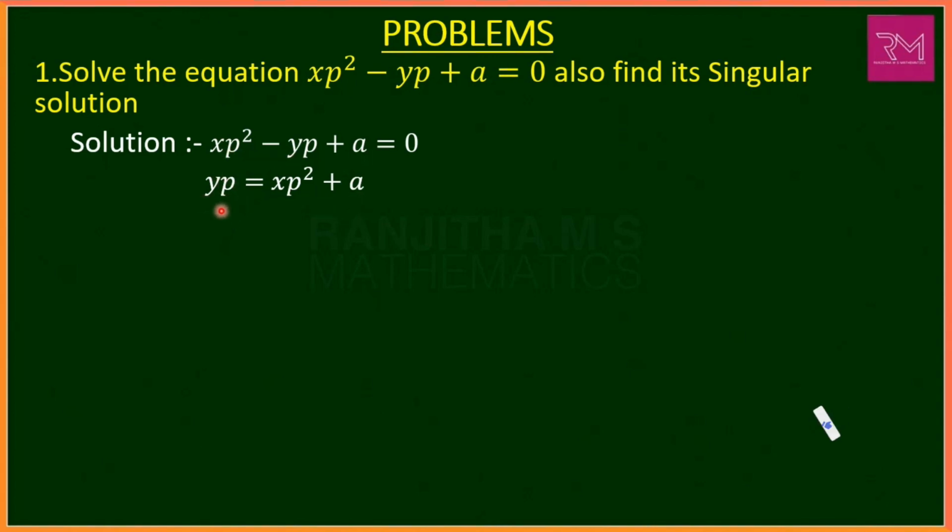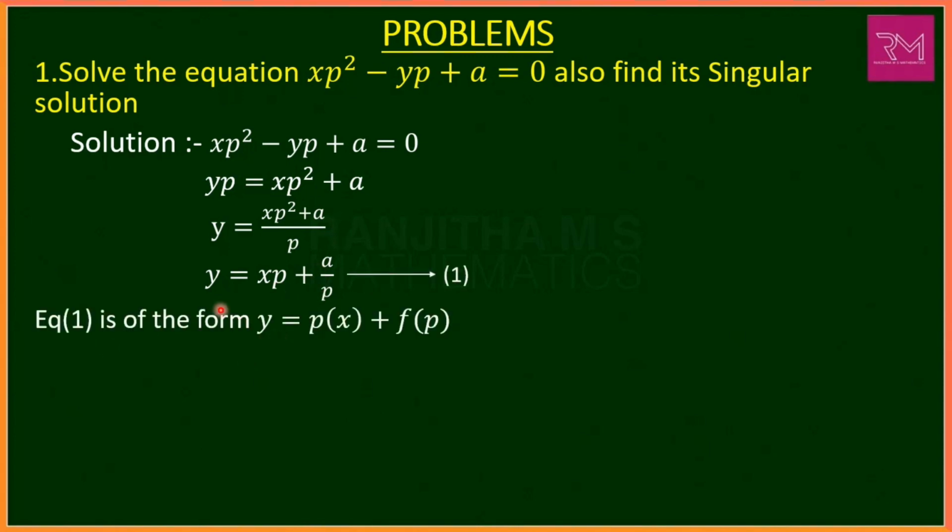Next step, take this p to the right hand side, we get y is equal to xp square plus a divided by p. Here in the right hand side we can split it as xp square by p plus a by p, so that we get y is equal to xp square by p, here p and p get cancelled, remaining is xp plus a divided by p. Call this equation number 1.